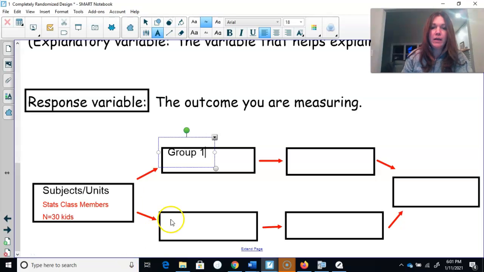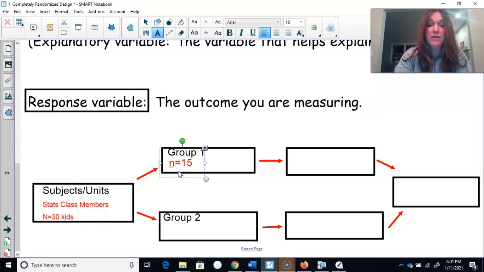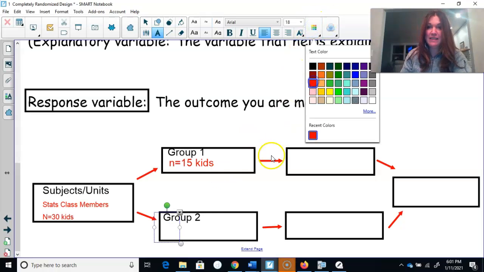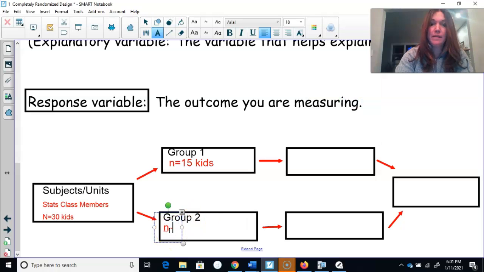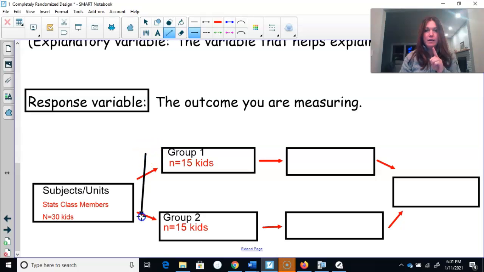So this is where we put the groups, okay? So group 1, and then here's going to be group 2. Now, you want to make sure that you say how big each group is. So in this case, if I have 30 kids, I'd break it up and say n equals 15 kids here and n equals 15 kids here. So I want to keep that consistent. Now, once they're in that group, and again, remember, they randomly get there, okay? So we're going to put a little arrow here, and that's going to remind us that we need a random assignment.